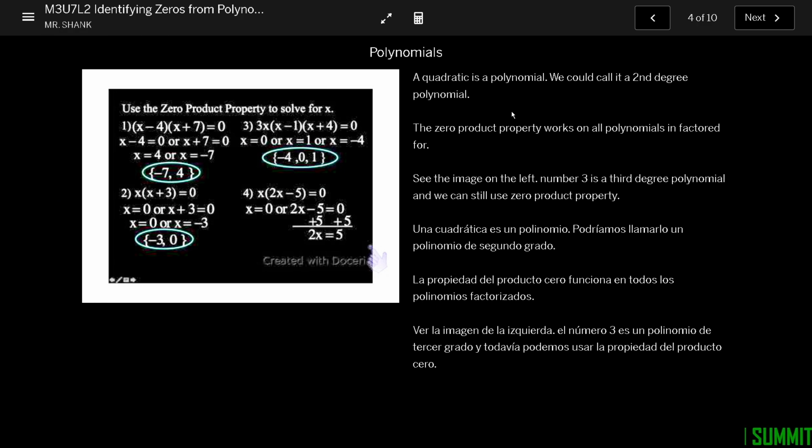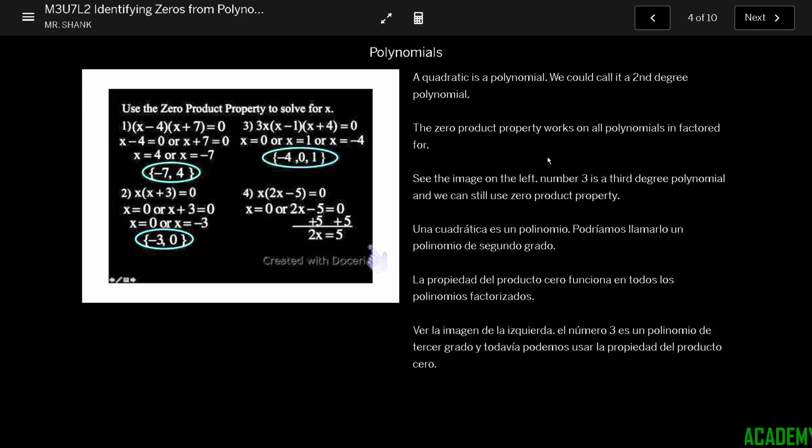Okay, same kind of idea, but when we're talking about polynomials, we're mainly talking about things that have 3 or more as their degree. Usually we start at degree 3 and move on from that. A quadratic is still a polynomial, because it's a second degree polynomial, and its exponent, its highest power, is going to be 2.